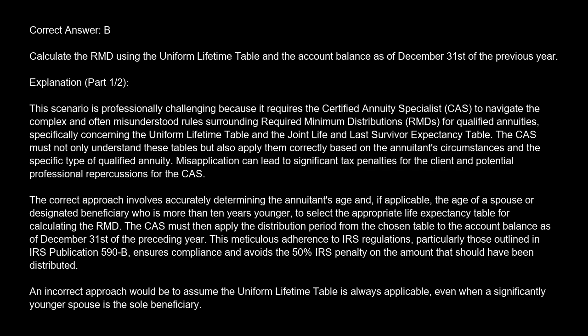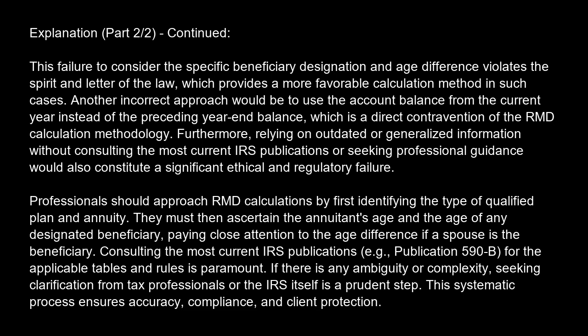An incorrect approach would be to assume the uniform lifetime table is always applicable, even when a significantly younger spouse is the sole beneficiary. Failure to consider the specific beneficiary designation and age difference violates the spirit and letter of the law, which provides a more favorable calculation method in such cases. Another incorrect approach would be to use the account balance from the current year instead of the preceding year-end balance, which is a direct contravention of the RMD calculation methodology. Furthermore, relying on outdated or generalized information without consulting the most current IRS publications or seeking professional guidance would also constitute a significant ethical and regulatory failure.